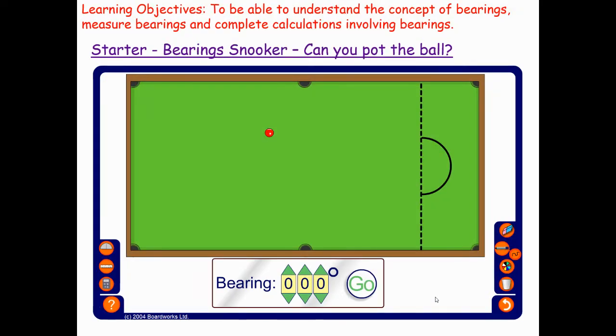Because even though the main topic is bearings, you can see then the learning objectives, to be able to understand the concept of bearings, measure bearings, and complete calculations involving bearings. That requires us to understand a few other topics. Now, we've done those other topics before, but we still need to have a reminder of them now.